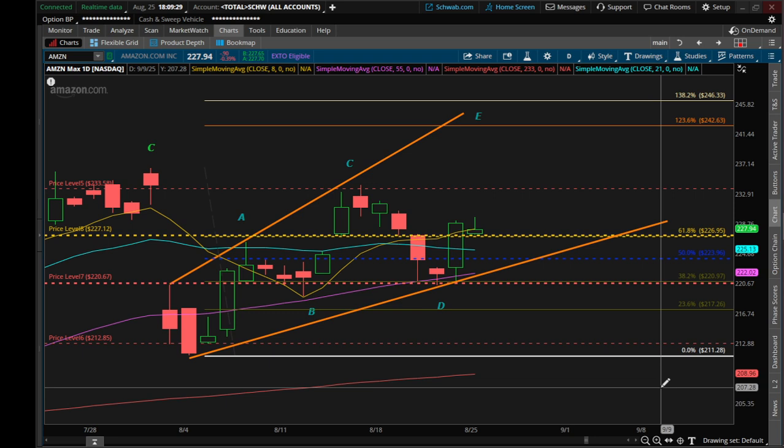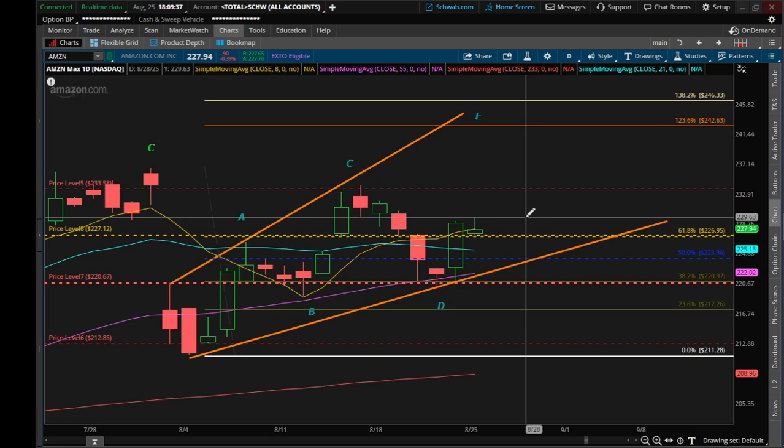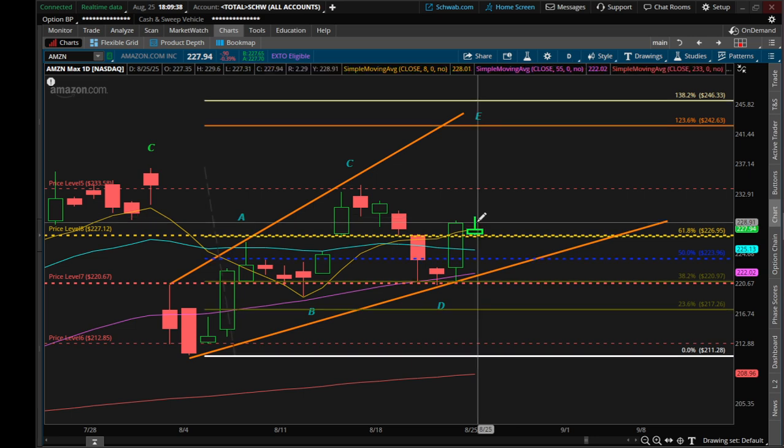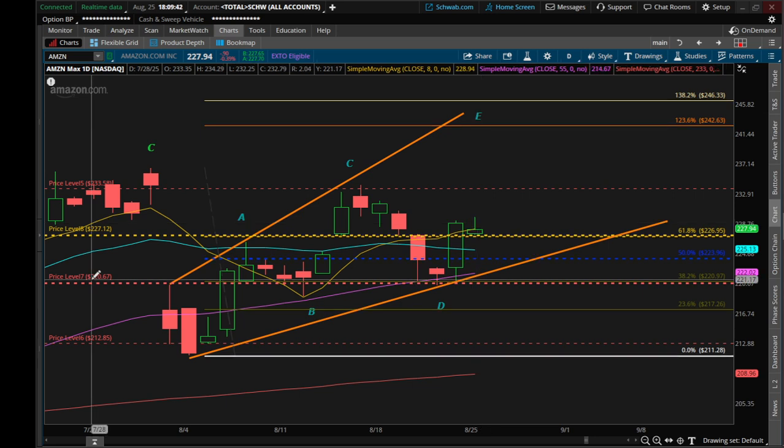Let's see if there's anything else, because we're going to go down to a lower time frame here in a second. Try to catch this move. So yeah, let's just go ahead and do that, I guess. Oh, okay, one other thing.